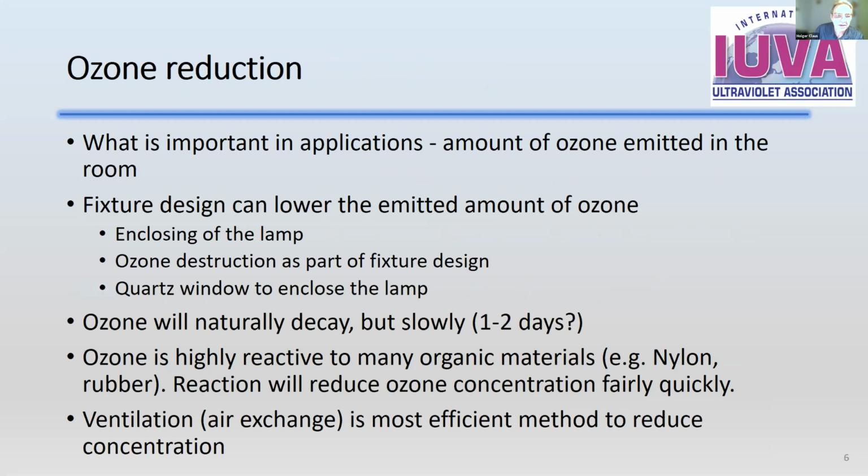But there are ways to reduce the ozone. In applications, always remember the ozone generated by a lamp is not necessarily the ozone emitted into a room. You can block the ozone. You can modify fixture design. Just by enclosing the lamp, the ozone will be trapped, most of it at least. If necessary, you can put ozone destruction filters into the fixture. In fixtures, you can also just add a quartz window that will block some or most of the ozone from coming out.